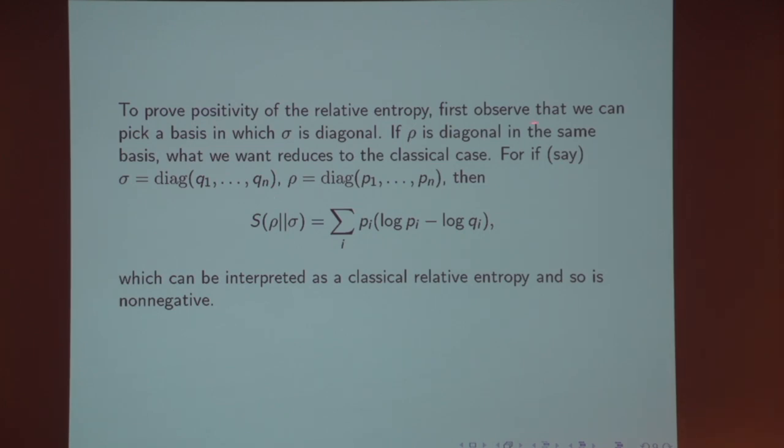Matt suggested another proof. First, pick a basis where sigma is diagonal. We want to look at S of rho relative to sigma. If rho is diagonal on the same basis as sigma, what we want reduces to the classical case. For if sigma and rho are diagonal matrices, then everything being diagonal, quantum mechanics reduces basically to classical physics. So we would get a classical relative entropy, and we already know that classical relative entropy is non-negative.